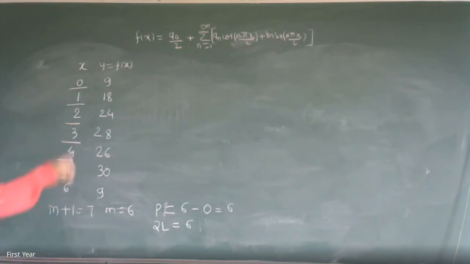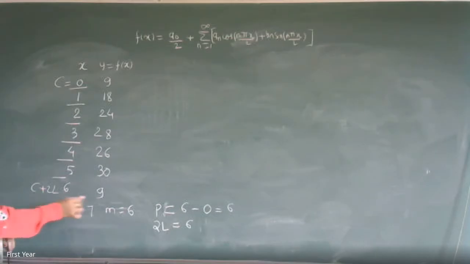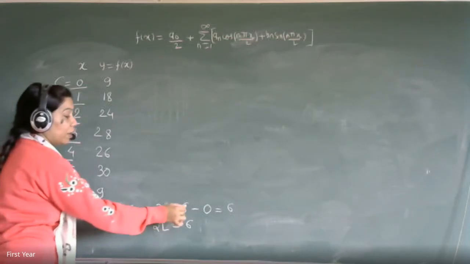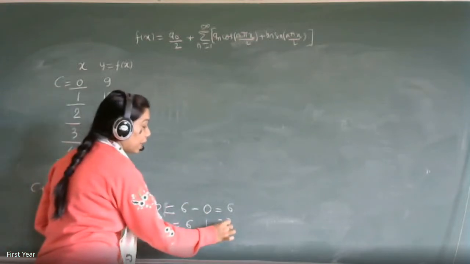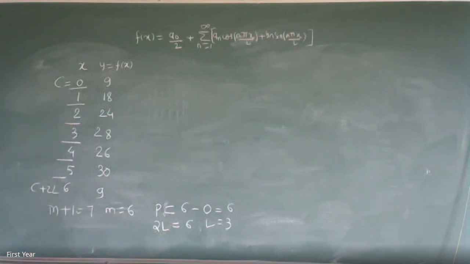So the interval is from c to c plus 2n, is this okay? Yes, ma'am. So this is c to c plus 2n. So what will be that period? Which is 2n. 2n will be upper limit minus lower limit, which is 6. So if 2n is 6, what will be n? n will be 3.